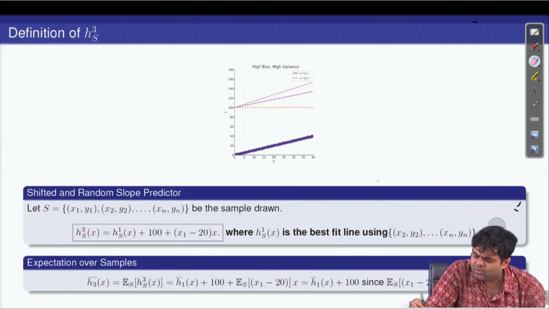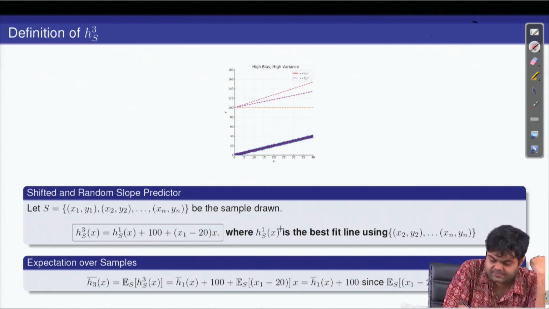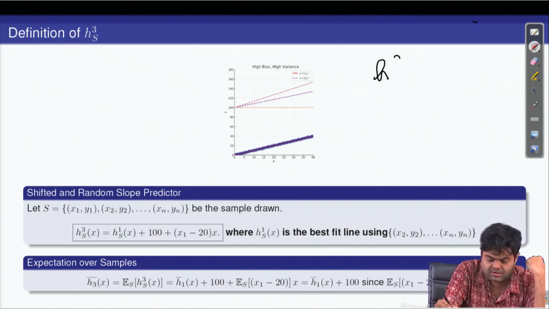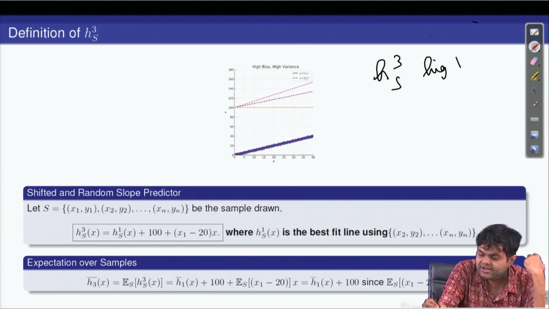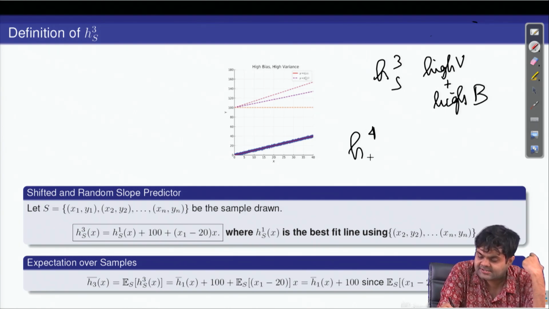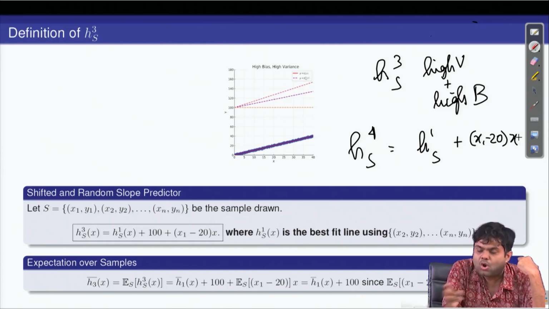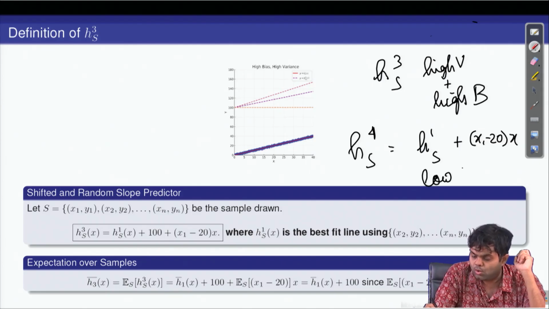And this already shows you how to get a high variance, low bias model. So if you take this, H3S, it is high variance plus high bias. If you take H4S, which is just H1S plus x1 minus 20 times x, everything else I said will remain intact, except the shift by 100 will not be there. So this will be low bias, high variance.